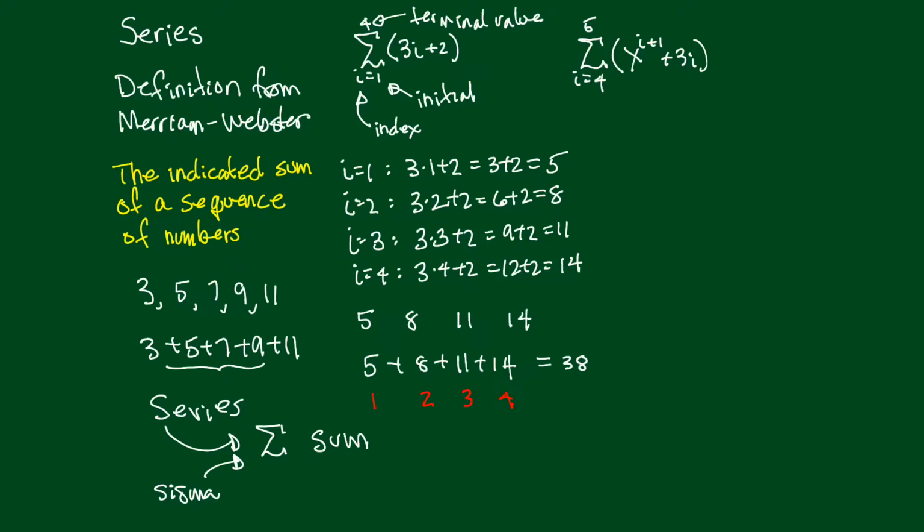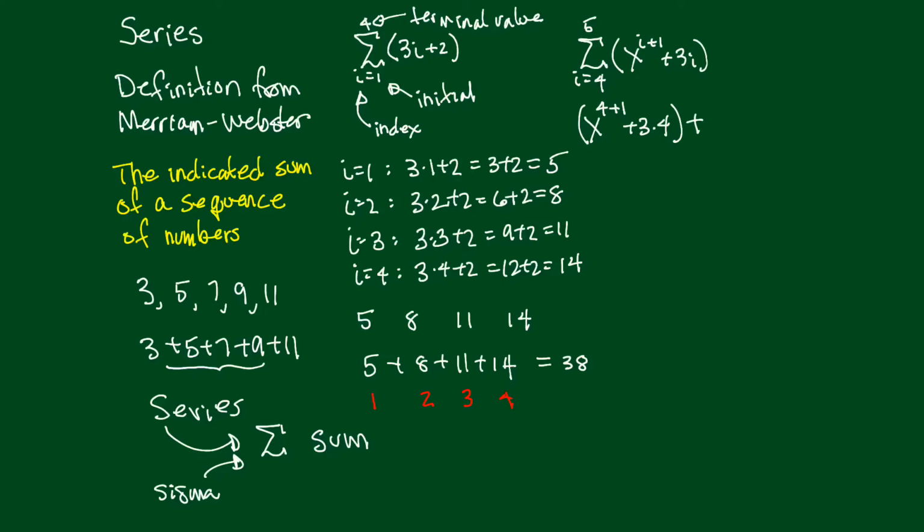So this one tells me my initial value is 4. So I'm starting, say, at the 4th term. And what do I do to expand this? I want to expand this. So I'm going to start with i equals 4. And everywhere I see an i, I'll put a 4. So when i is equal to 4, I'm going to get this. I'm going to get x to the 4 plus 1 plus 3 times 4. Okay, there's the first term in this series.